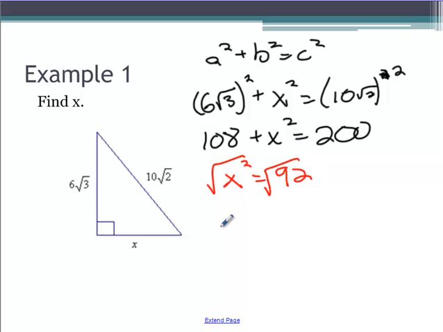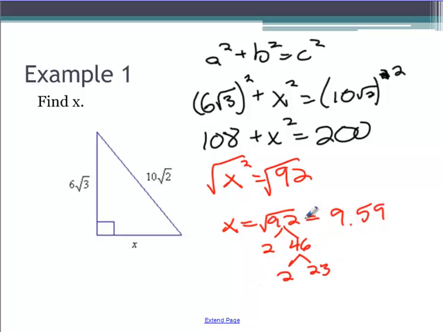And we take the square root of both sides. x is the square root of 92. Now, if I type square root of 92 in a calculator, I get 9.59, and it keeps going on forever. It's an irrational number. So what we want to do is make a factor tree of 92. So I'm going to make a factor tree by splitting this into factors of 2 and 46. And 46 goes into factors of 2 and 23. Now, my three factors are 2, 2, and 23.